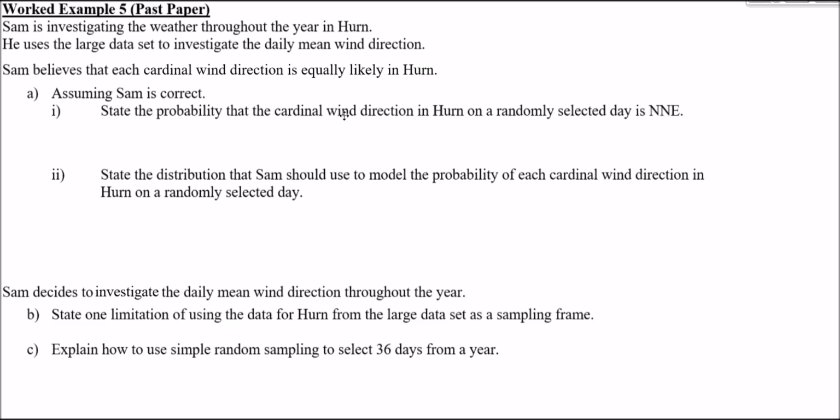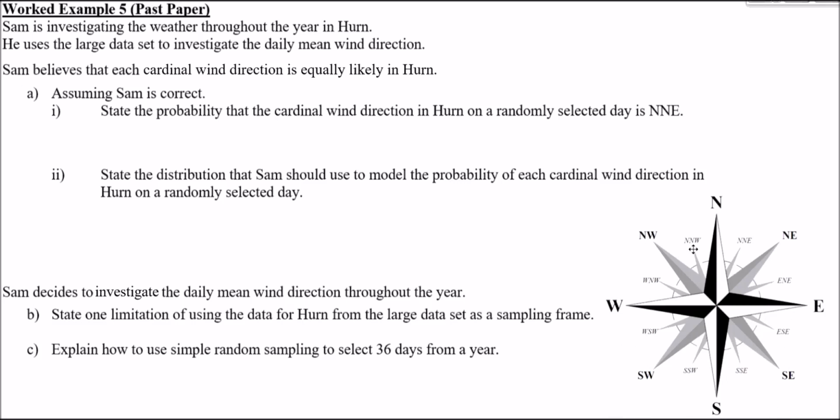Well, how many of these cardinal wind directions are there? So I'm just going to remind you of the diagram with them all on, not just north, east, south and west, but all of these subdivisions, there's actually a total of 16. So north-northeast, this one here, is just one of 16. So if each direction is equally likely to be picked, then north-northeast just has a 1 in 16 chance of being picked. So the first one, 1/16.